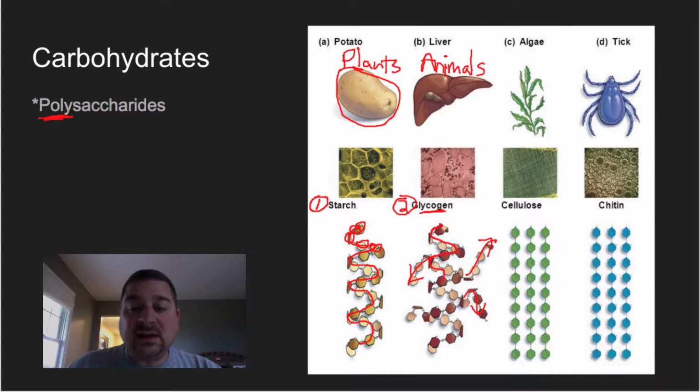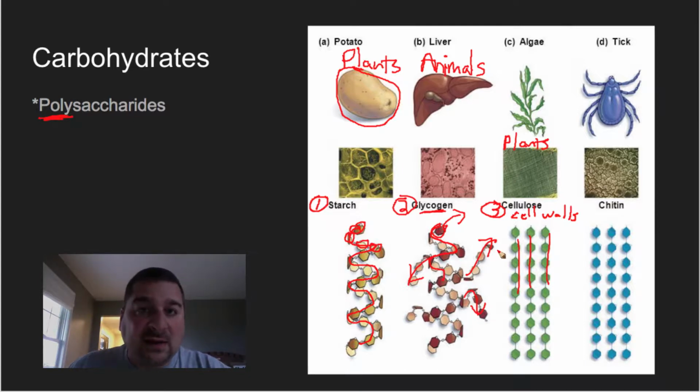And then as we need energy, these are broken off, released into our blood, and through cellular respiration we can break them down into energy. Third use for polysaccharides is cellulose. Cellulose in plants is used for structural purposes. The actual cell walls in plants have this stuff called cellulose, and here you see just long straight chains. Those straight chains give it very good support. The paper that you're writing your notes on right now is cellulose from plants.